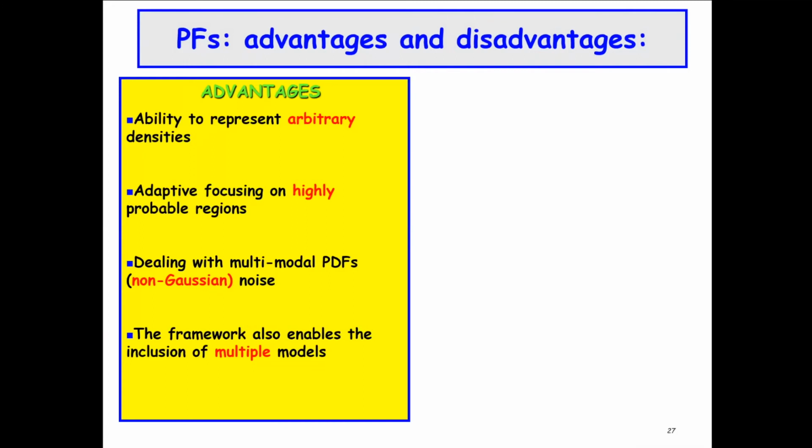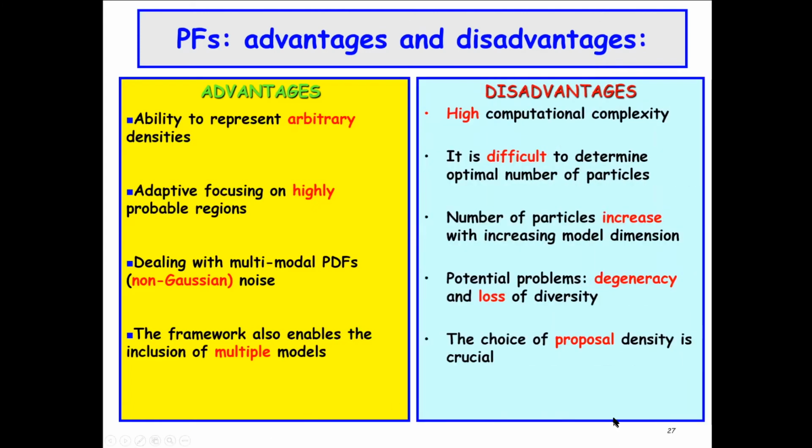I just showed you that for a population growth problem. They can adaptively focus on highly probable regions. So when I talk a little bit about the particle filter, you'll see that it attempts to obtain the particles in the regions of highest probability, which is the peaks of the distributions. It can handle multimodal and non-Gaussian noise, and it also allows you to use multiple models.